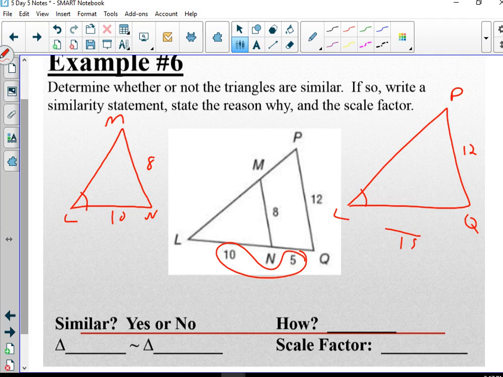Okay? Because what I have here is angle, side, side. We don't have that rule. We don't have ASS as a rule. So even if the numbers work out, 8, 12, 10 to 15, and they do, it's 2/3. It's a 2 to 3 ratio. But the problem is, we would need these two angles to be the same, not L. We would need the included angle. So the answer is no.